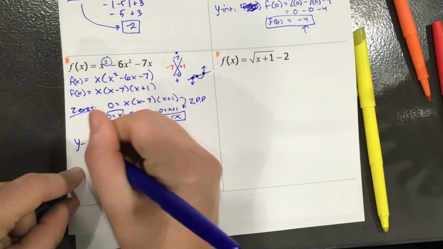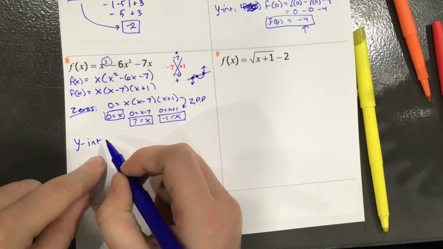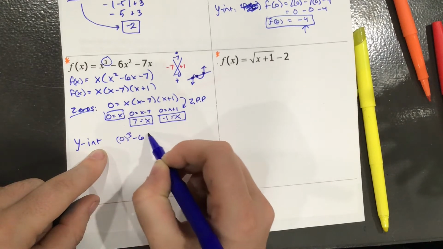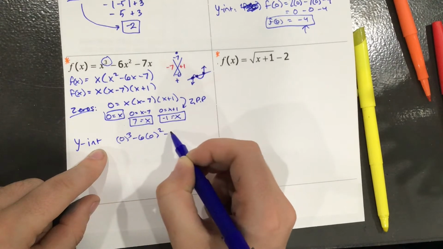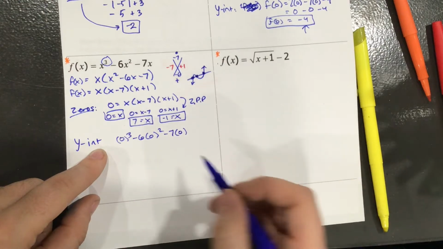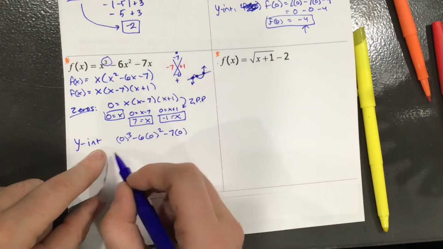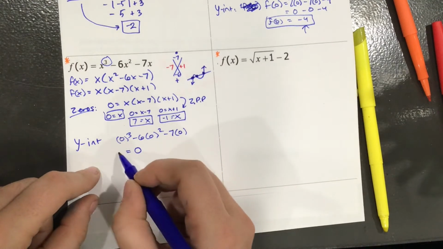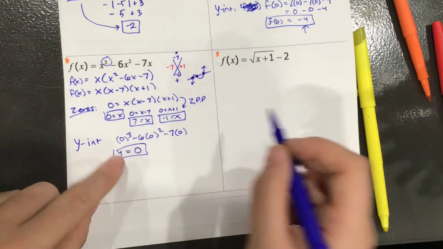Let's do our y-intercept, same as before. We're going to set all of our x's to 0. In this case, they all 0 out, so we get 0 for our answer, telling us that it's going to pass through the y-axis at 0.